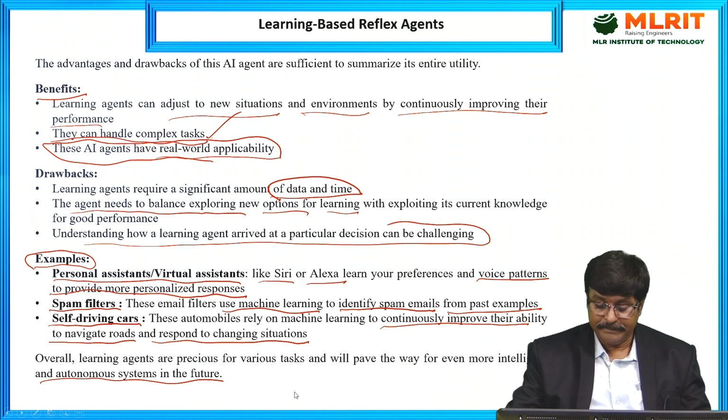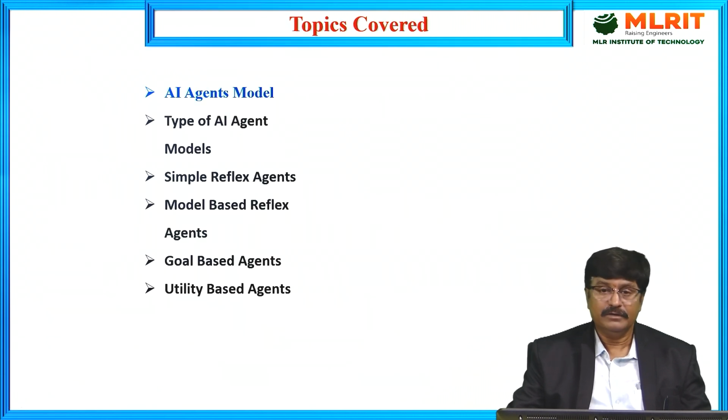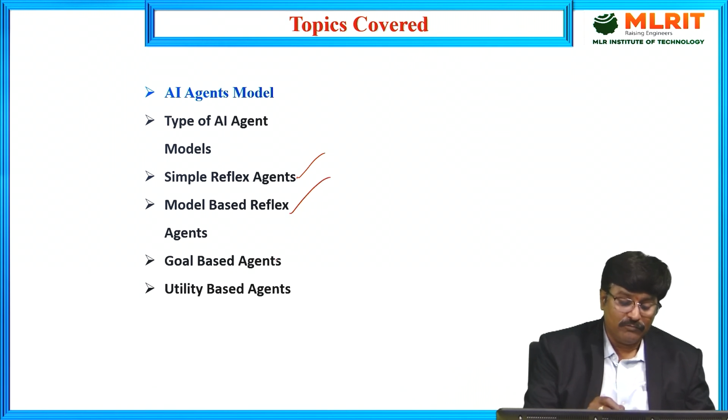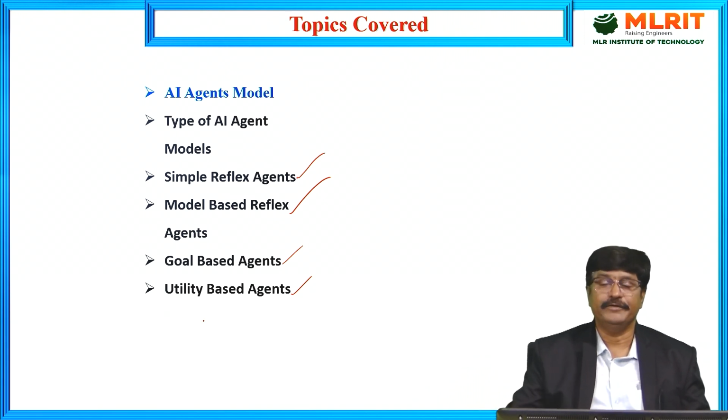Coming to today's summary, I covered the types of agents: simple reflex agents, where I briefly described each of them, and goal-based, utility-based, and learning-based agents. All those things I have discussed in this video.